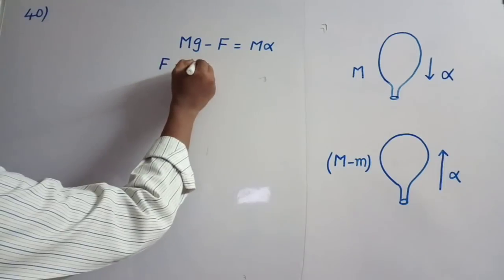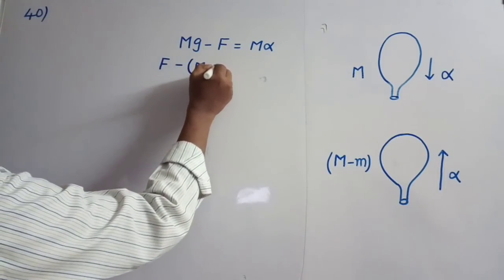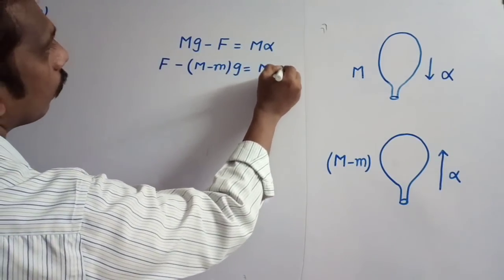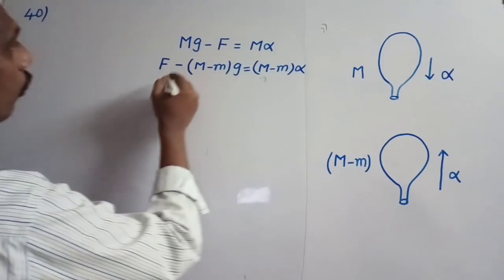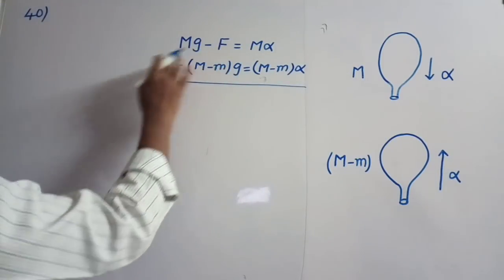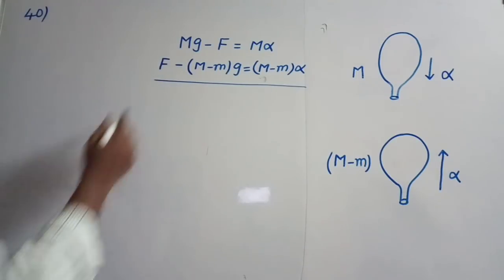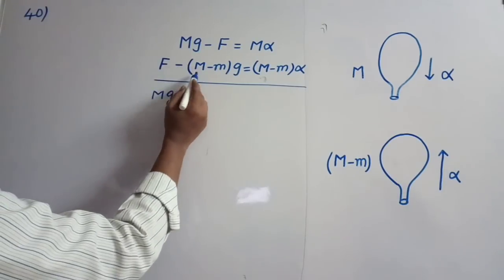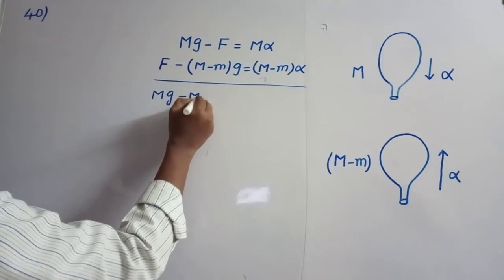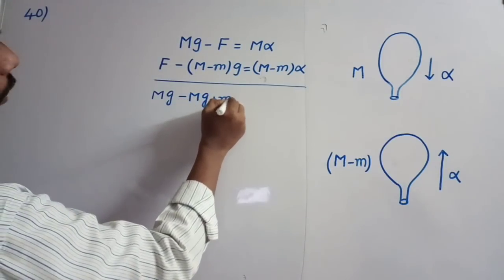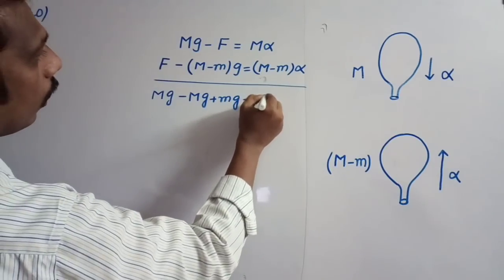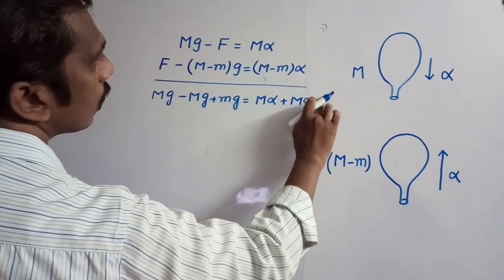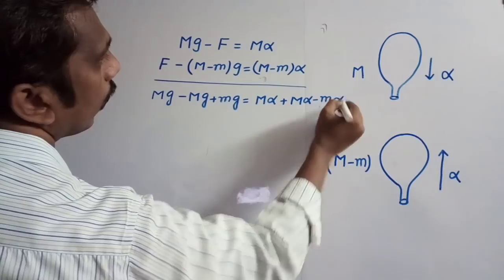So capital F minus mg, net force is equal to mass into acceleration, minus m into alpha. Add these two equations, minus F plus F both get cancelled. Here minus, plus mg is there, plus mg, multiply with minus g, minus mg, minus into minus, plus small mg is equal to m alpha plus m alpha minus small m into alpha we can get.